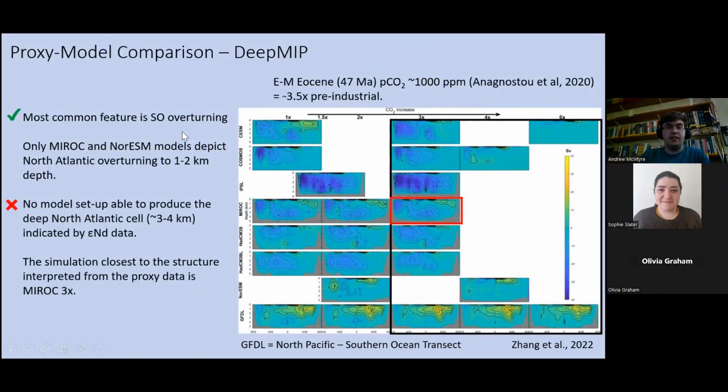What we see is that the most common feature in these models is Southern Ocean overturning. But only 2 of the models out of the series were able to depict North Atlantic overturning to approximately intermediate water depths. None of the models are able to fully reproduce what the proxies are suggesting, where we have this deep water formation occurring to depths of around 3,000 to 4,000 meters.